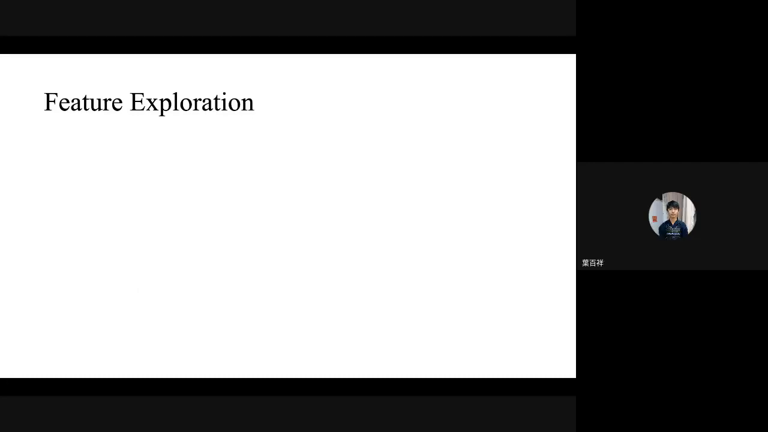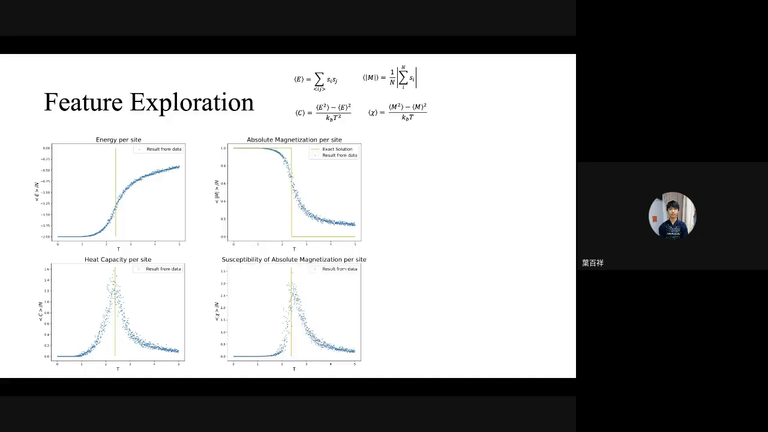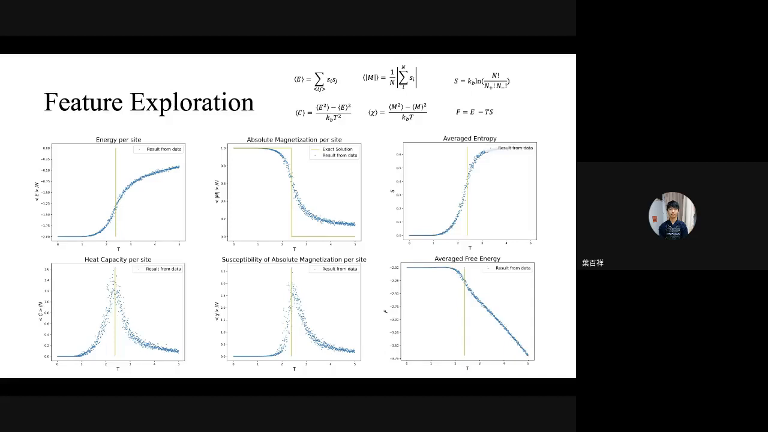Can everyone hear me? Yes. And now I'm going to talk about the features in the Ising model. Besides the low-level feature, which is the spin configuration we just mentioned, there are some high-level features such as energy, heat capacity, magnetization, susceptibility, entropy, and free energy, which we can calculate from the raw data. The formulas used to calculate these features and the figures for them are shown in the slide.